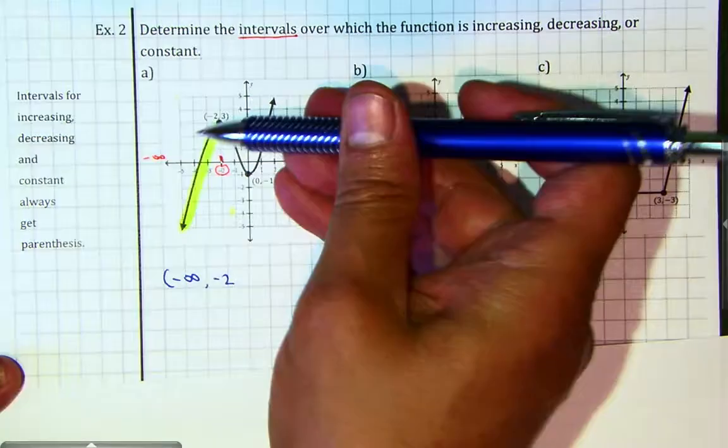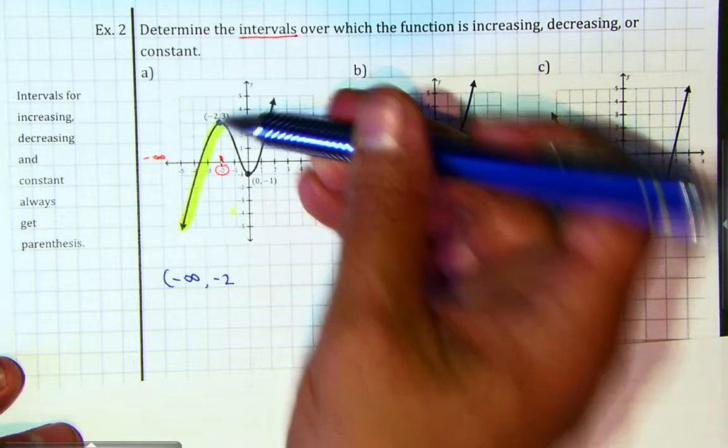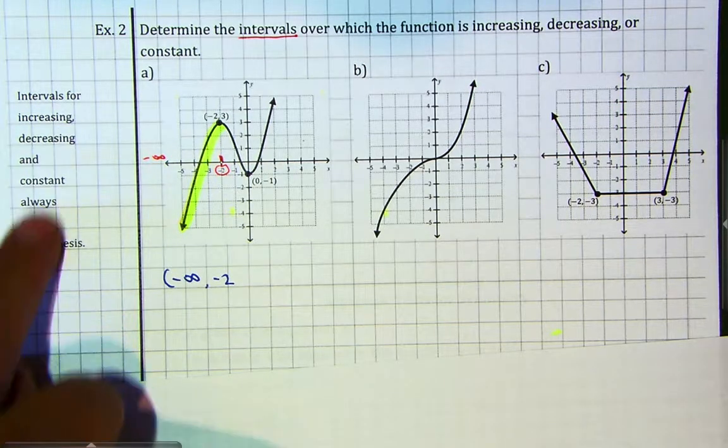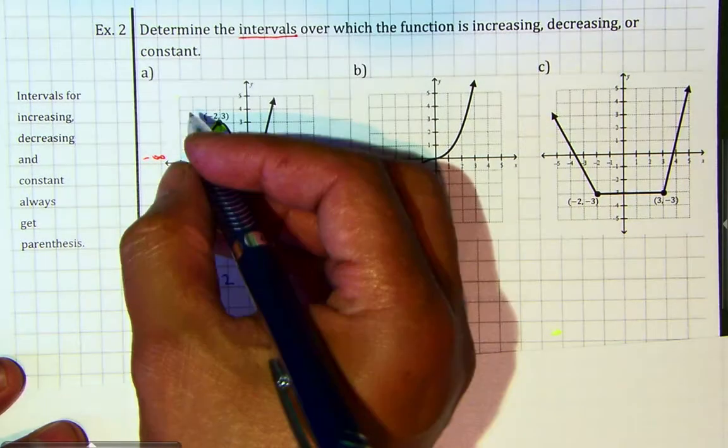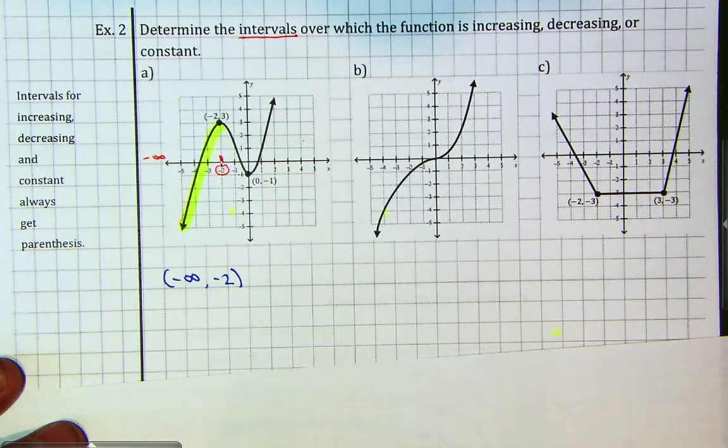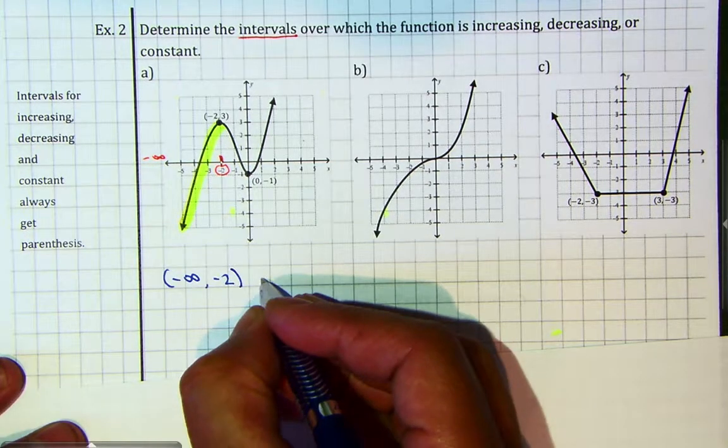And even though it's closed, the intervals will always get parentheses. So whenever we talk about interval, it will always get a parenthesis. And in this case, this is increasing.